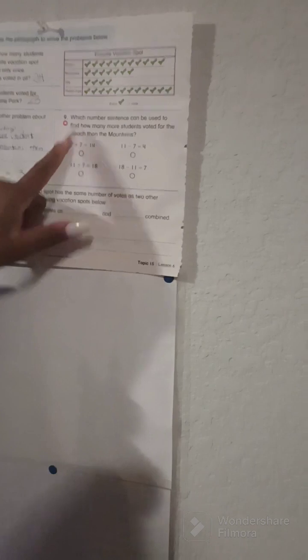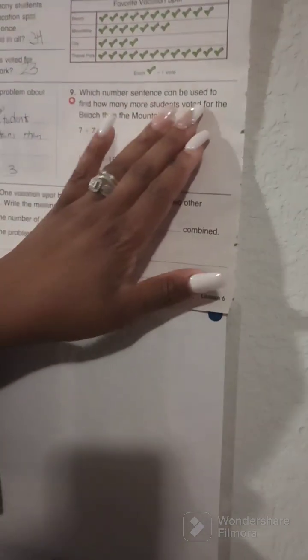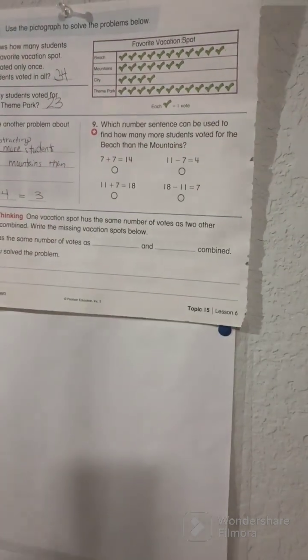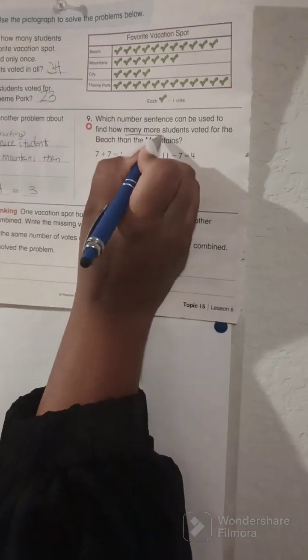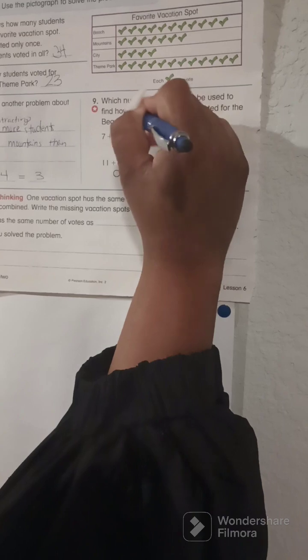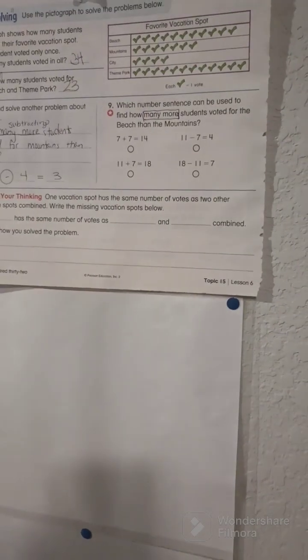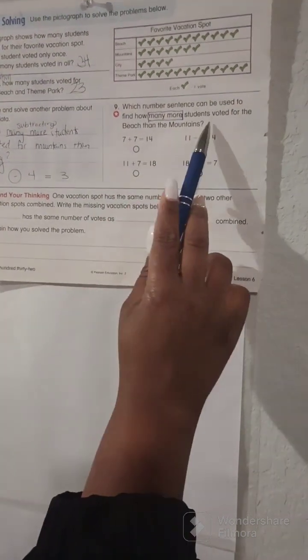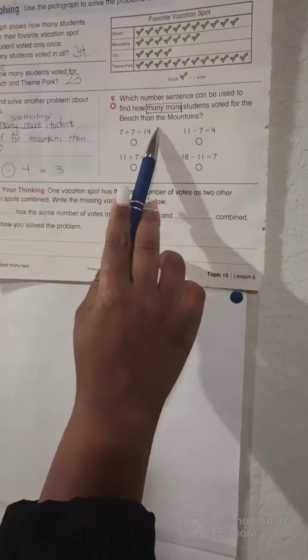Last word problem we're going to do is number 9. Which number sentence can be used to find how many more students? There it is again, many more. I like to underline or box my keywords so I'll know which operation I need to use, if I need to use subtraction, addition, multiplication, or division. So many more, that's that word again. How many more students voted for beach than the mountains?